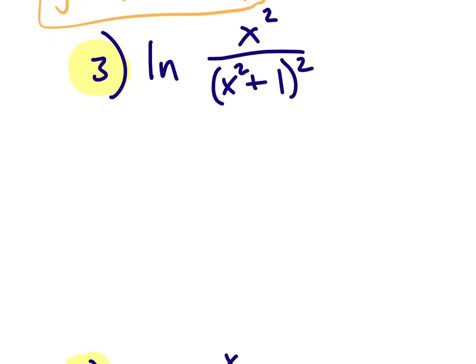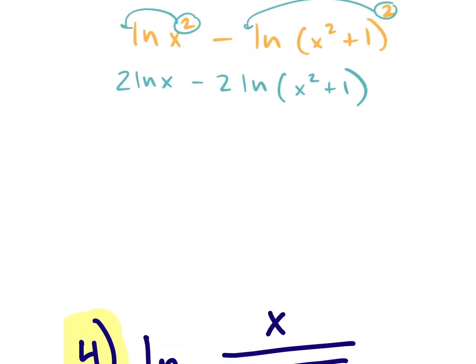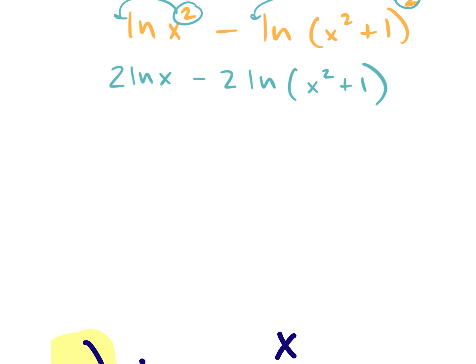So again, we want to simplify our ln here before we take the derivative. So since we have division, we can expand it with subtraction. So I have the ln of x squared minus the ln of x squared plus 1 squared. I can also make my exponents coefficients. So 2 ln of x minus 2 ln of x squared plus 1. So now let's take the derivative.